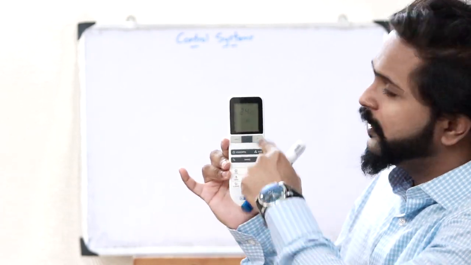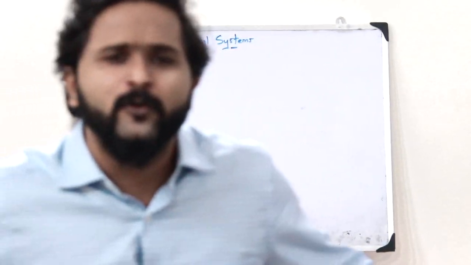Here I have set it to 24 degrees. So now this room is set to 24 degrees. Here I am controlling the output of the air conditioner. So this thus is simply what you refer to as a control system.